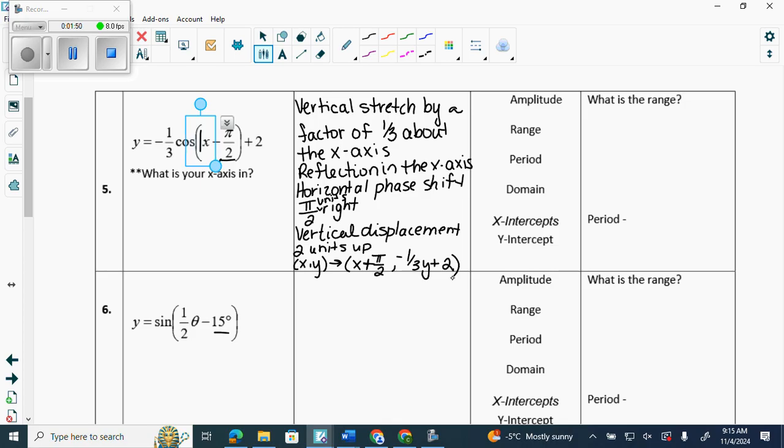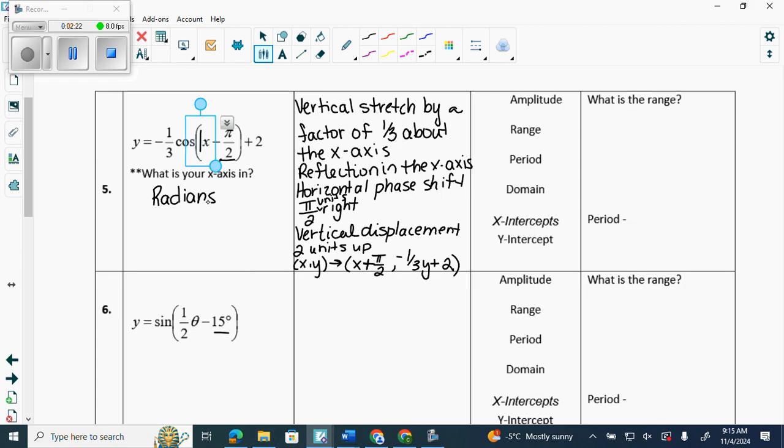Okay. If I don't give you a C value, remember it's A, B, C, D, right? A is vertical stretch and reflection. B is your horizontal stretch and reflection. C is your horizontal phase shift. D is your vertical displacement. If I don't give you a C, I have to tell you what units it's in, because the C gives away if it's degrees or radians. If there is no C, I have to tell you, because you wouldn't know. Right? So this one is in radians, because your C value is in radians.